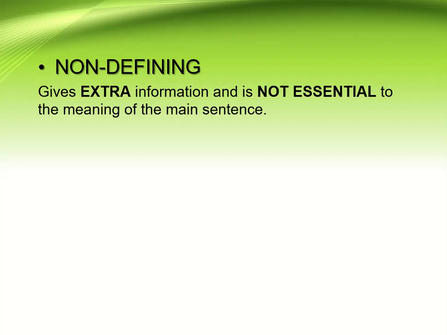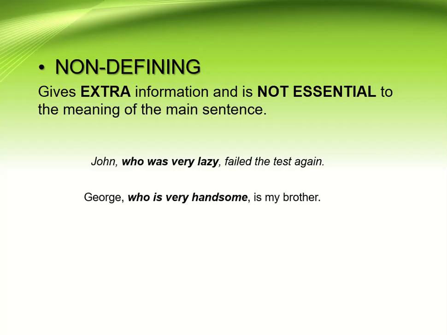Es un plus la información que nos están dando. For example, John, who was very lazy, failed the test again. Si yo omito lo que está entre comas, who was very lazy, me queda la oración: John failed the test again. It's not as interesting to me that I said who was very lazy, okay? George, who is very handsome, is my brother. That information is extra information. It's not going to change the idea that I am talking about.